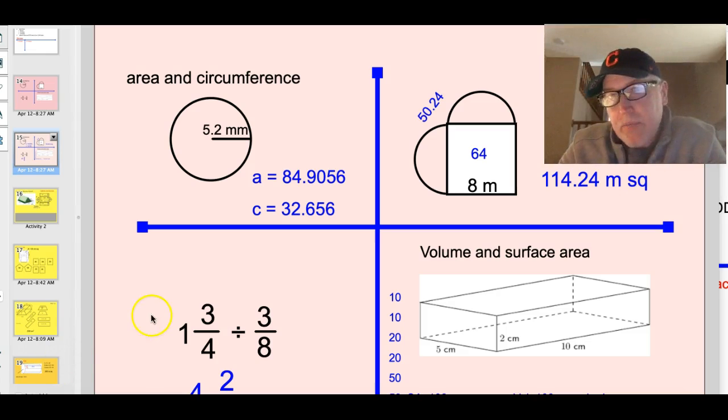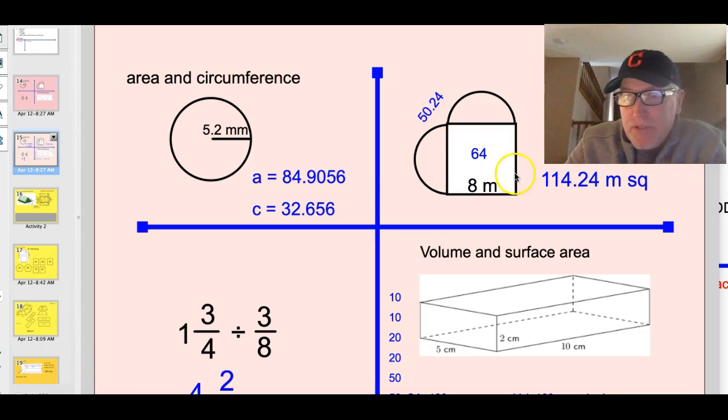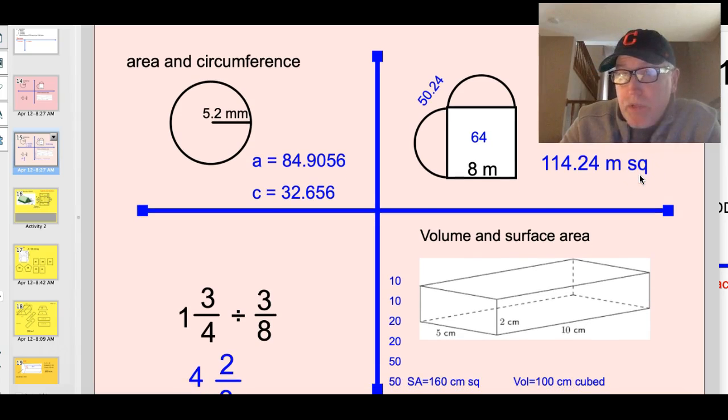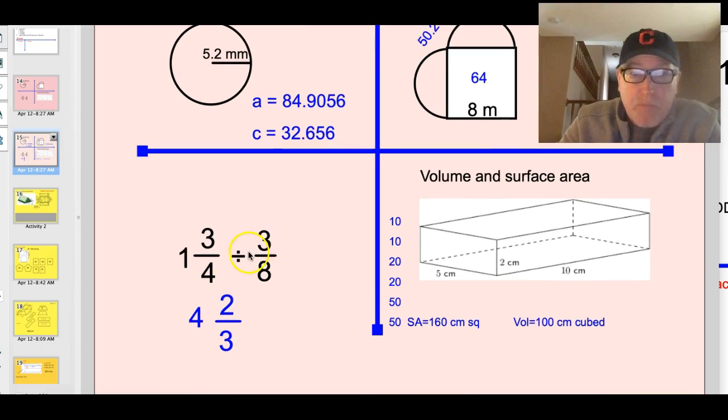Let's take a look at this next problem. It actually looks like it can't be solved, but it actually can be. This is a square here, so this is going to be 8 by 8, which gives us 64 in the middle. If this line here is 8, that's the diameter. That means the radius is going to be 4. So pi r squared, 3.14 times 4 times 4, or 3.14 times 16, is going to give you 50.24. If you add those two together, you have 114.24 meters squared.